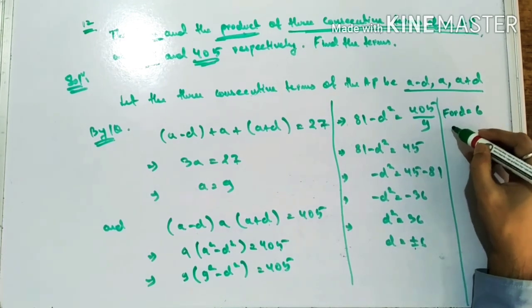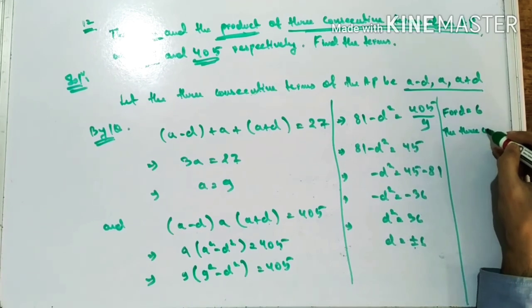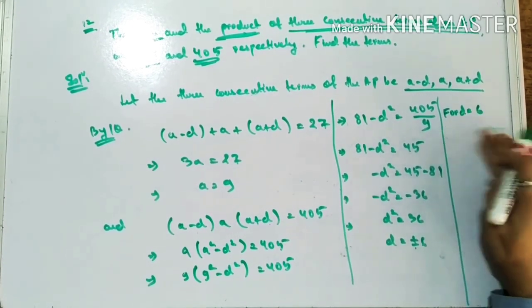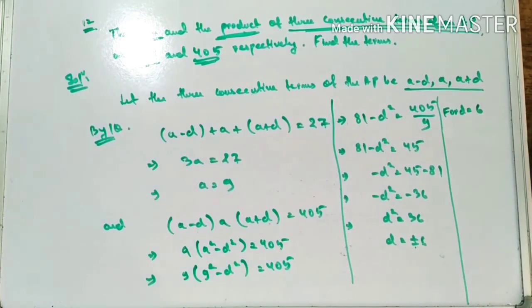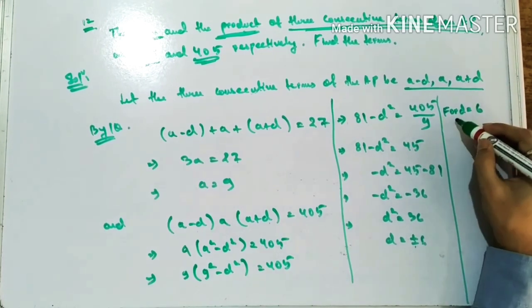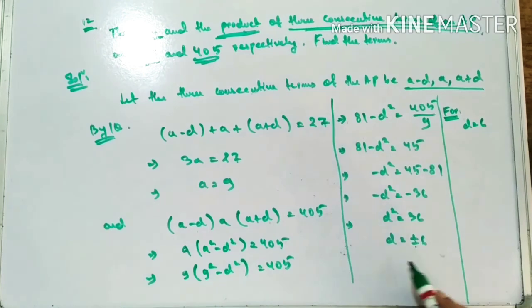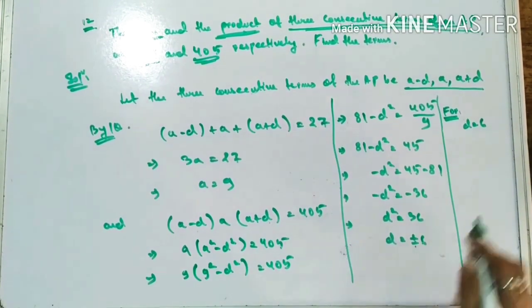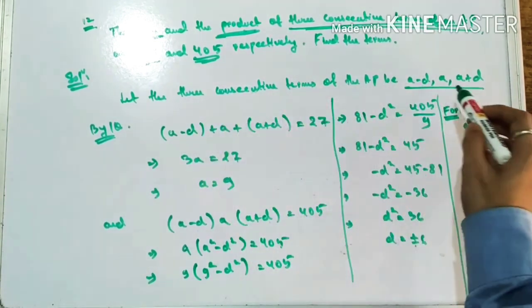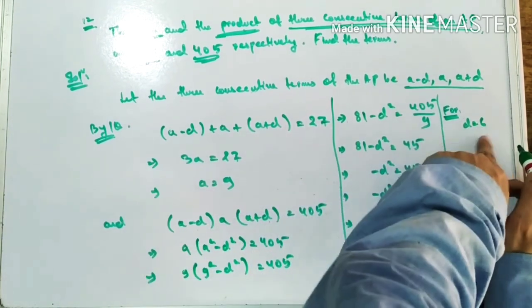So the three consecutive terms of the AP are, this one in the notes I have already given it to you. You please check it from there. So for d is equals to 6, d value when I take 6, now if d value I take positive 6, then the three consecutive terms of the AP will be, this is A minus D there, A is what, 9, and D is 6.